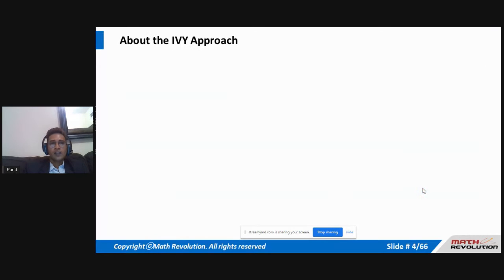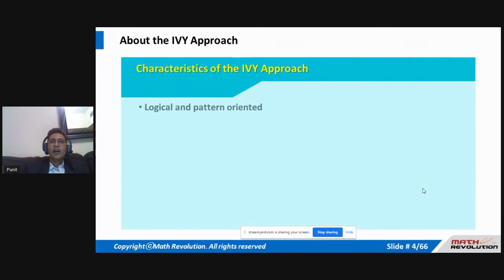Going ahead, I need to talk about the characteristics of the IV approach first, after having spoken about the rules. It is very much logical and pattern oriented. Once we start solving it, these are the initial slides that we are going through. Once you are sailing through the concepts, you will understand that they're very much logically aligned, and you can definitely understand a pattern which is oriented.